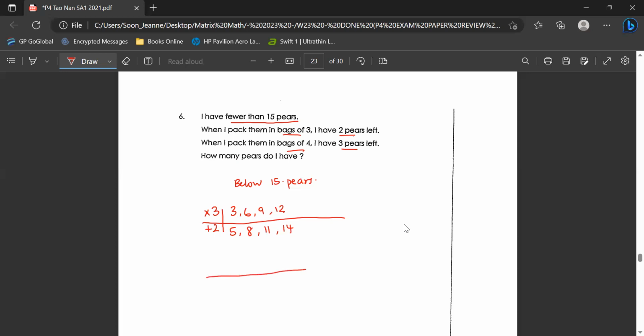But the next one, it says that if I pack into bags of 4, means multiples of 4, groups of 4, I have 3 pairs left, means remainder 3. So I'm going to find multiples of 4 that are below 15 first. 4, 8, 12.